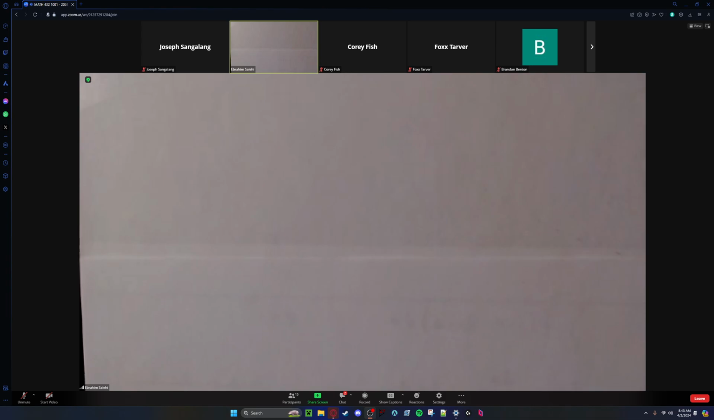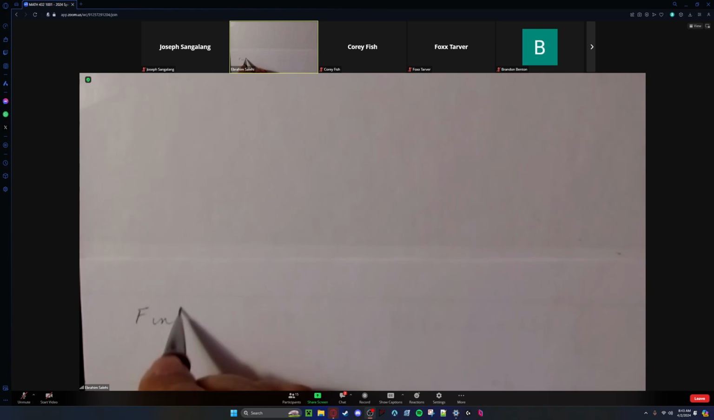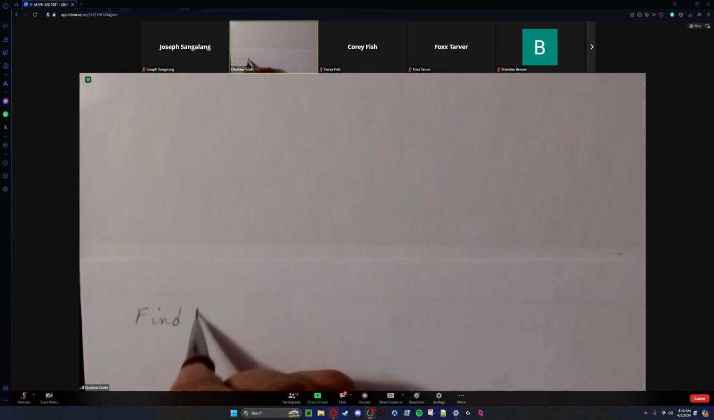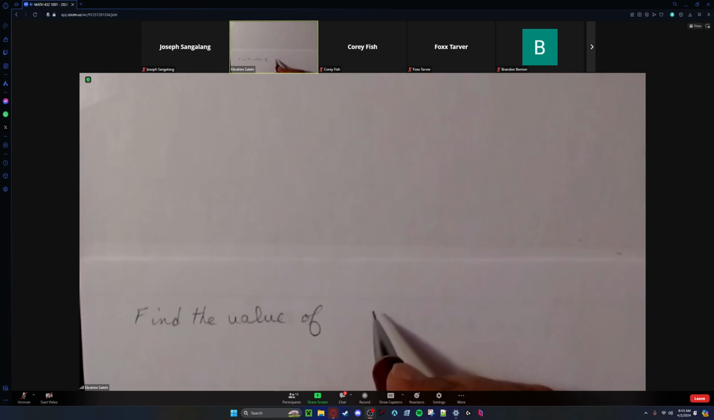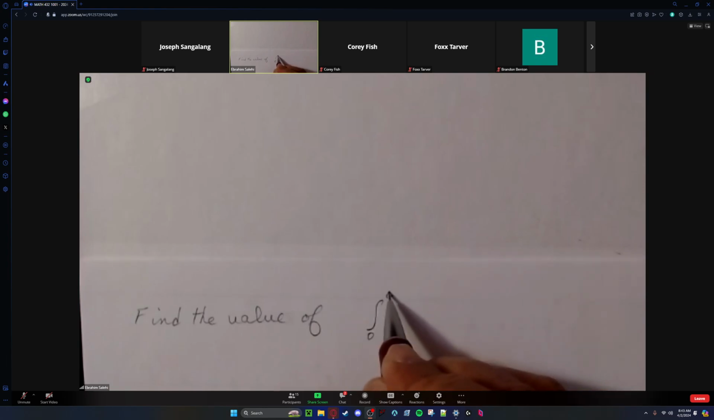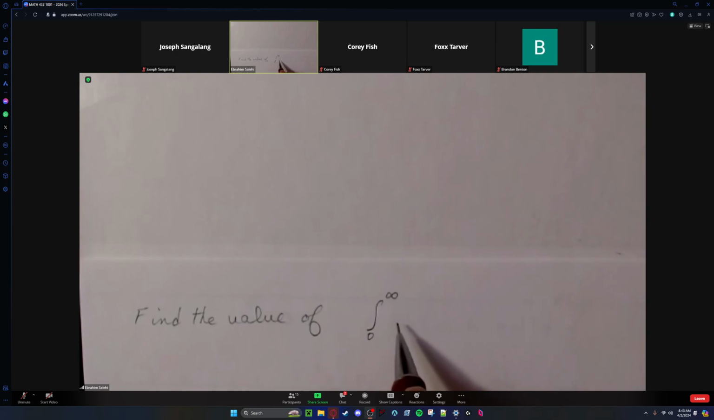All right. Look, here I'm going to, as an example, find the value of this integral, 0 to infinity. Let's make it a nice one, dx over 1 plus x squared.